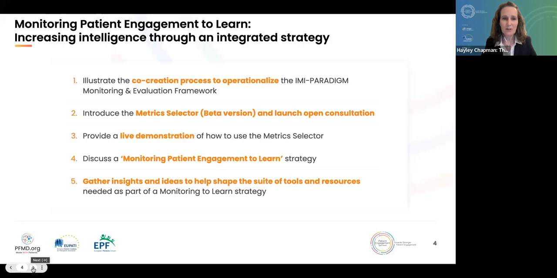This is a great opportunity as we go through our co-creation process to hear from all of you about what your needs are, what your interests are, and what can really help with a monitoring to learn strategy within your organization. So this is a great opportunity for all of you to contribute your ideas and suggestions, and also to bring all of the stakeholders together as we think about patient engagement and really looking at making some systematic change as well.